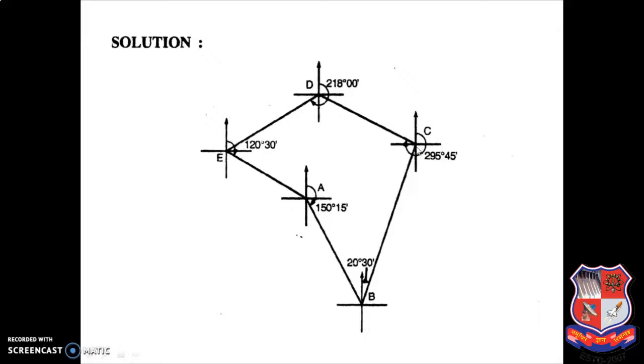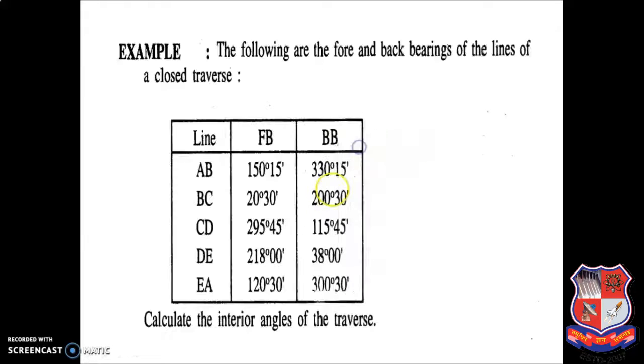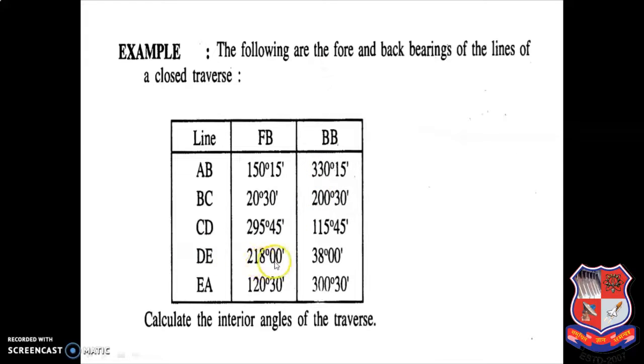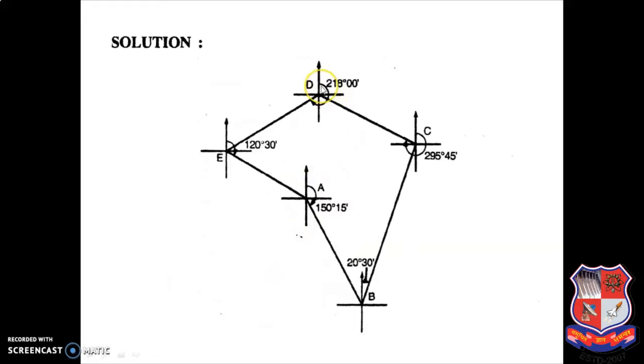Then from C to D, again you have to draw one line. For that, I will take the forebearing 295 degree 45 minute. So you have to draw from here to here. 295 degree 45 minute means it will be in the fourth quadrant. So like this, draw one line from here. From D to E, again you have to draw one traverse line. What is the forebearing reading? 218 degree 0 minute. So 218 means it will be in the third quadrant.